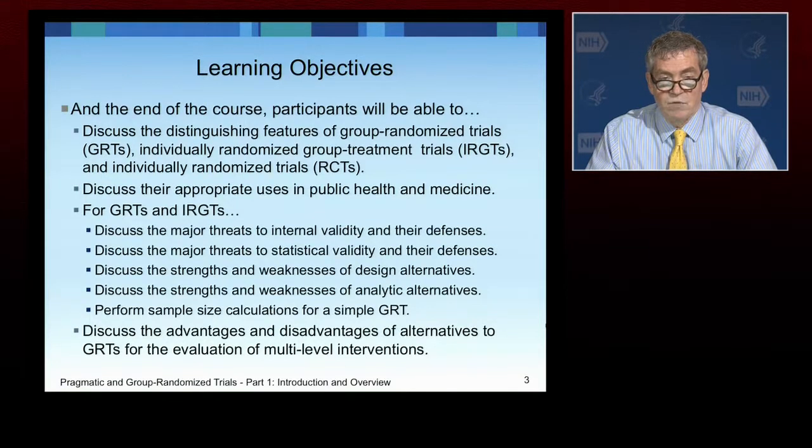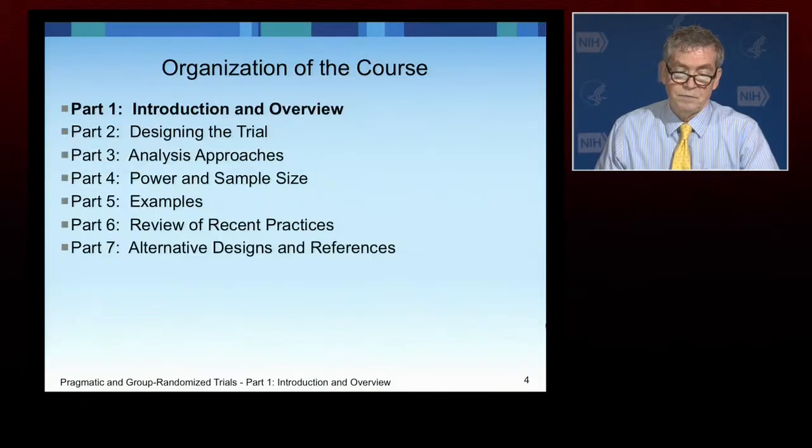And for group randomized and individually randomized group treatment trials, participants should be able to discuss the major threats to internal validity, the major threats to statistical validity, the strengths and weaknesses of alternative designs, and the strengths and weaknesses of analytic alternatives. We also expect that participants will be able to perform sample size calculations, at least for simple group randomized trials. You would also be able to discuss the advantages and disadvantages of alternative designs that could be used to evaluate multi-level interventions.